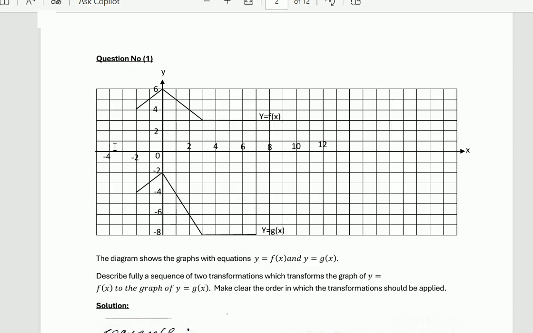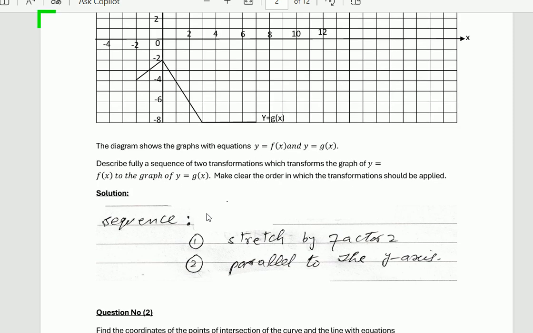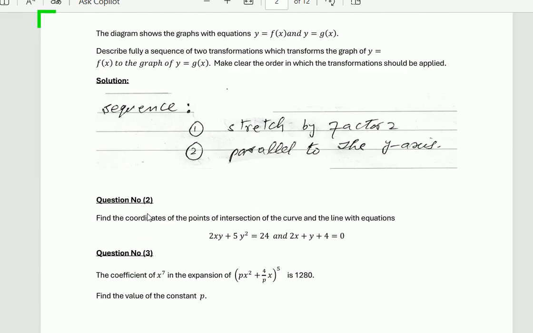First of all, if you check, the graph is stretched by a factor of two, it becomes double in the graph of g of x. So the stretch is by a factor of two, as you can see on the screen, and after that it moves along the y-axis. The second transformation is a translation parallel to the y-axis.